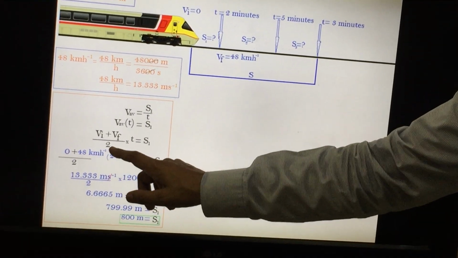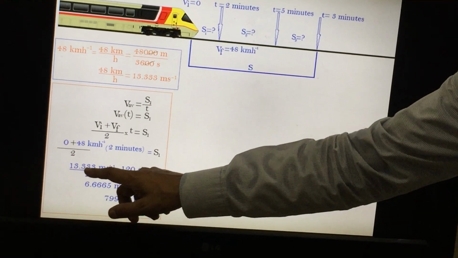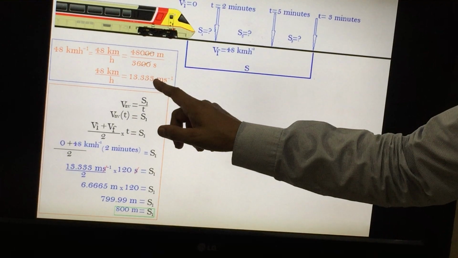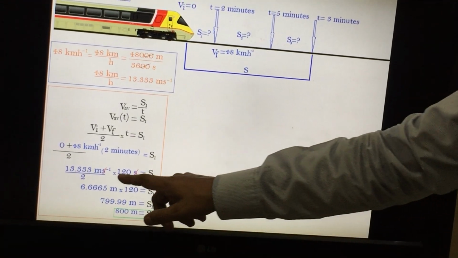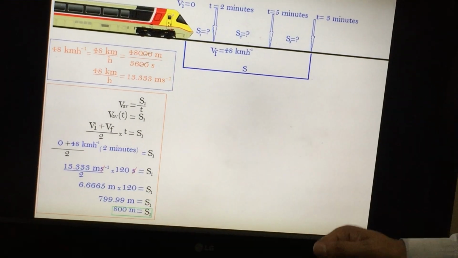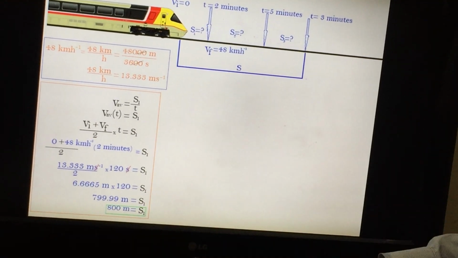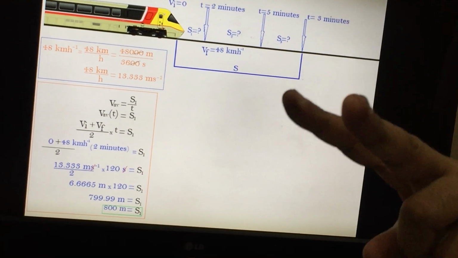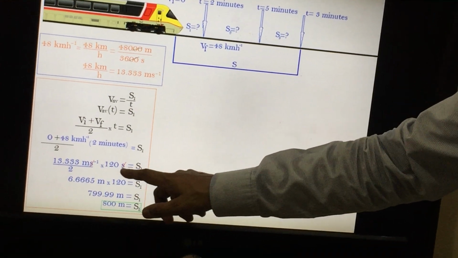48 kilometers per hour is converted into meters per second, and that is 13.333. Here it is, that is converted already, that is divided by these two. Multiplied by time, which is 2 minutes, right? So 2 minutes is converted into seconds: in 1 minute there are 60 seconds, and in 2 minutes, 60 plus 60, you have 120 seconds.